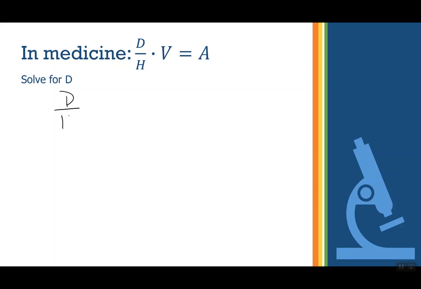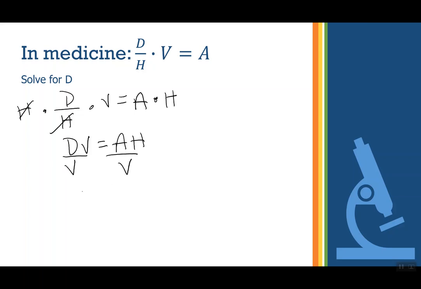So I take the D over H times V equal to A, and I think I need to get to the D. Let's get rid of the H first. Multiply both sides by H. Now the left side says dV is AH. I need to move the V. To move the V, I need to divide because that would be the opposite of multiplication. And I have D is equal to AH over V.